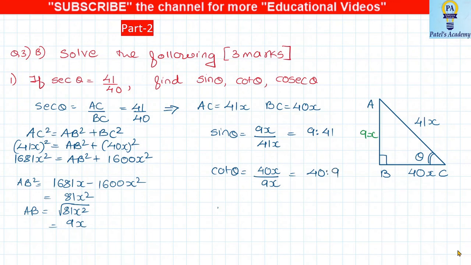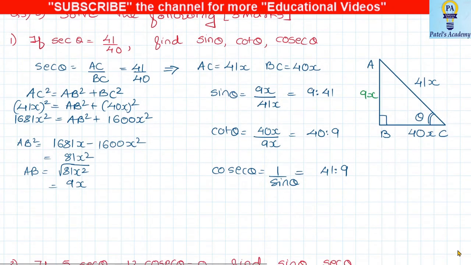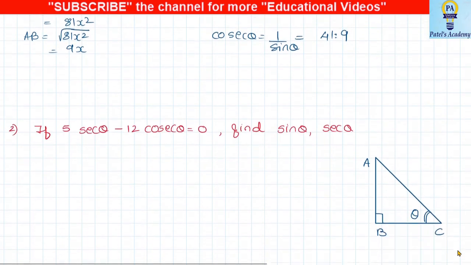And the next is cosec theta. So you can directly get cosec from the figure, or we know that cosec theta is nothing but the inverse of sine theta. So we have the value of sine theta as 9 upon 41. So this will be 41 upon 9, or 41 is to 9. The same calculations you can do using trigonometric identities. Now let's see the second sum.